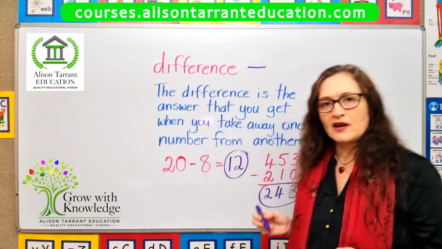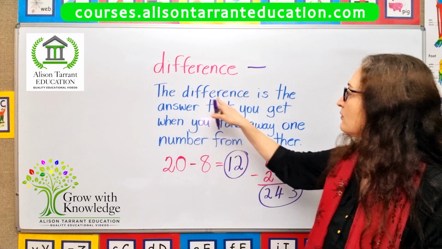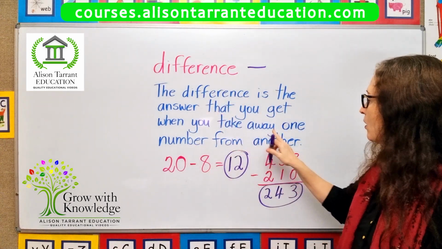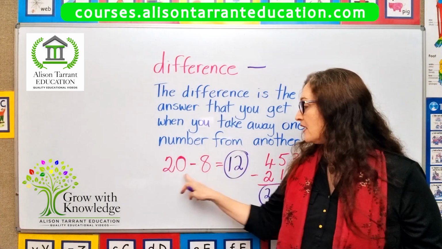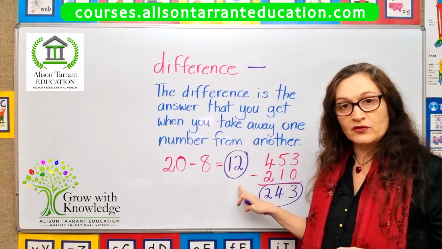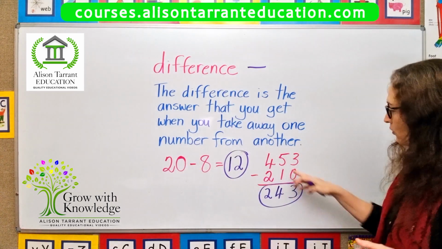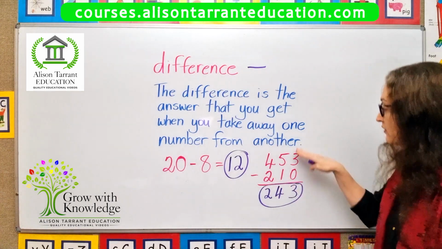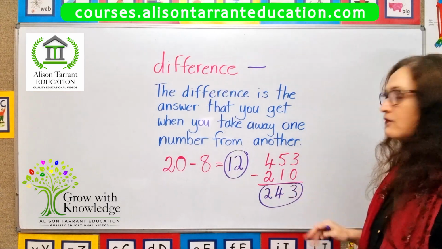So we'll just go over that quickly again. Difference is to do with take away. The difference is the answer that you get when you take away one number from another. So if you have 20 take 8, you get 12. 12 is the difference between 20 and 8. And you've got 453 and the number 210. The difference between these two numbers when you take them away is 243.